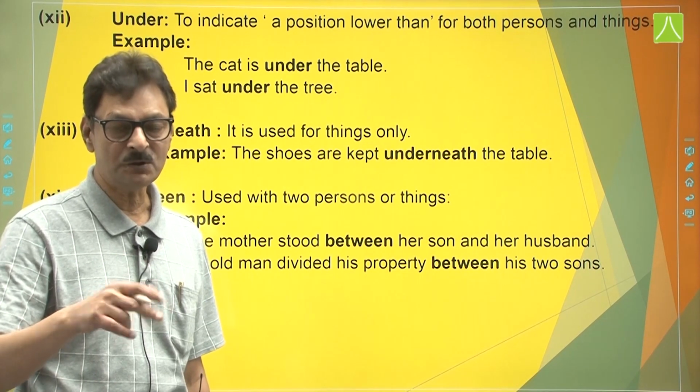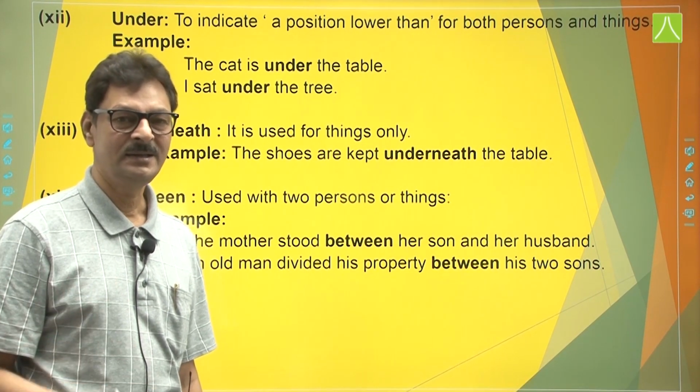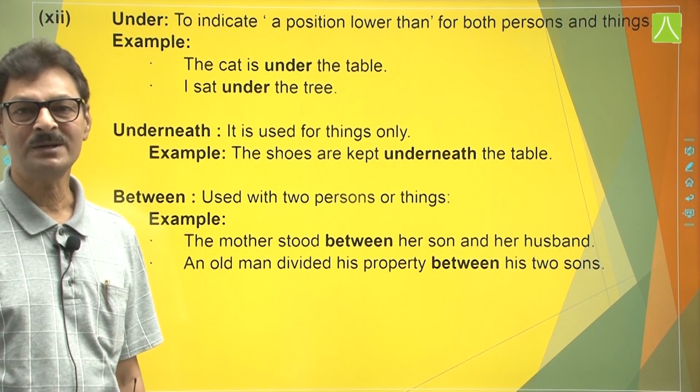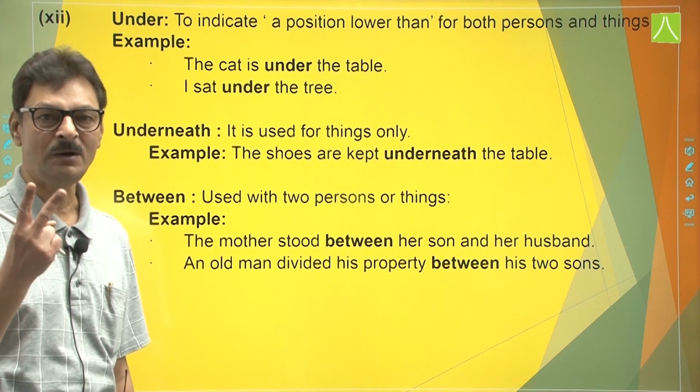और अगर दो से ज़्यादा होते तो क्या यूज़ करते हैं? Among. Yes. The old man divided his property among his 4 sons. So between is always for two.